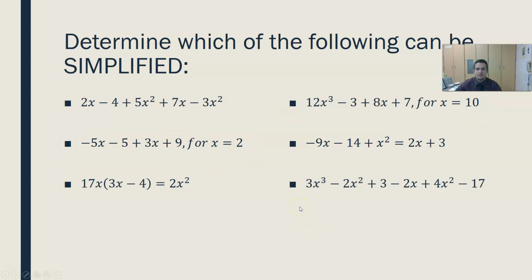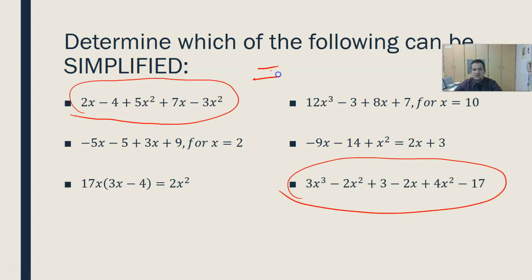Here, determine which of the following can be simplified. So I'm looking for all these expressions that don't have an equal sign. So here and here, these are all expressions that do not have an equal sign. I don't actually need you to simplify these. I just want you to be able to identify that they need to be simplified.